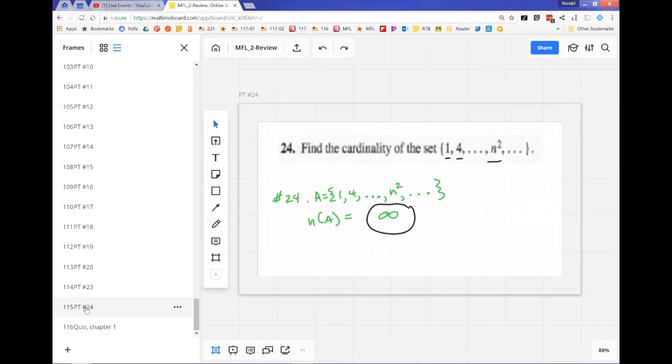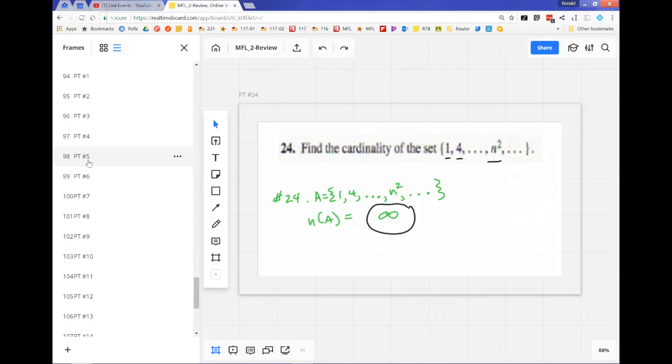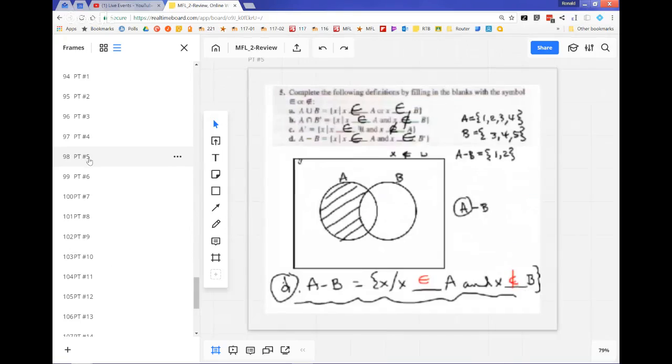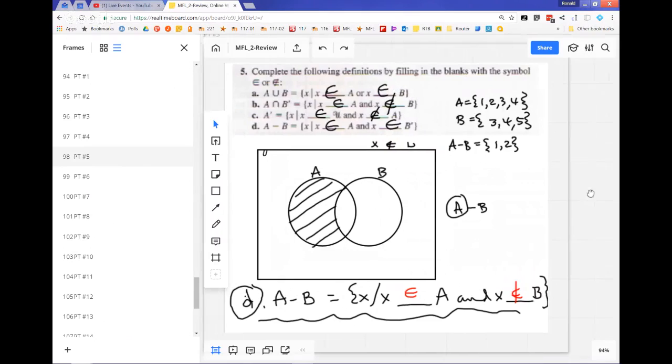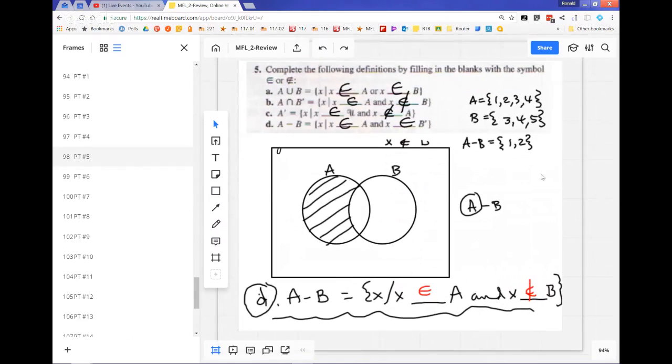So, could you just look at number 5, letter D? For some reason, I have a question mark. I didn't understand why. Okay, 5D. D as in David, yes, please. Sorry, I have it written out already, but that's okay. So, complete the following definitions by filling in the blanks with is an element or is not. All right, A minus B.